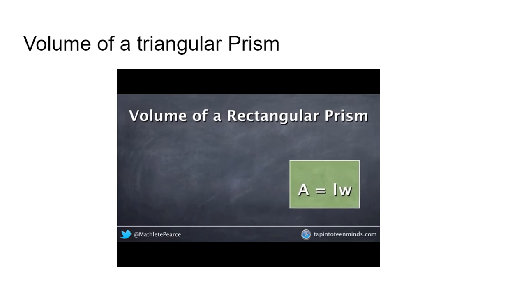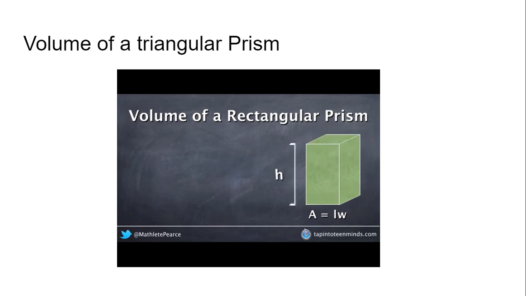And since we know for any prism we can find the volume by multiplying the area of the base times the height, we can see that the volume of a rectangular prism can be found using the formula length times width times height. The volume of a triangular prism can be found in a similar manner.